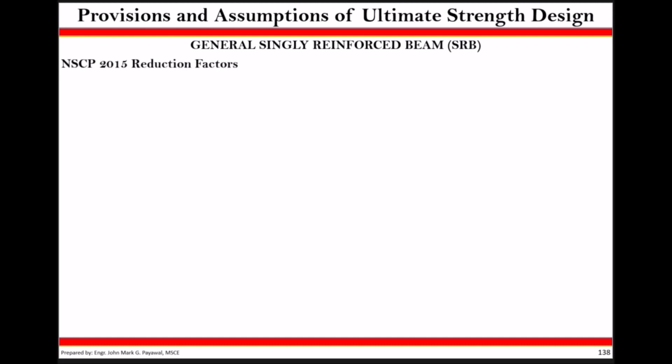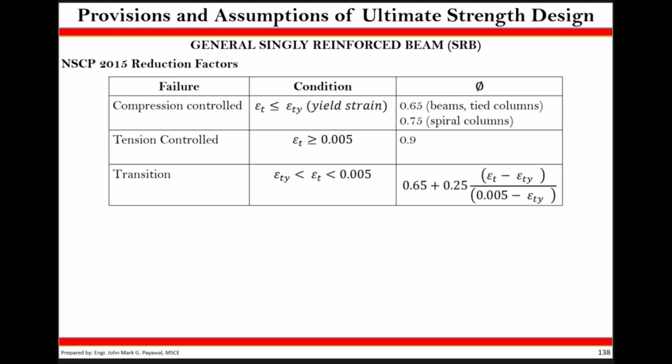But before we do that, we need first to understand what are your reduction factors. So under this lecture, di ba sabi ko meron tayong simplified presentation of our reduction factor. Ito yung failure, compression controlled, tension controlled, transition controlled. Paano malalaman? Kunin tong mga conditions na to. Pag pumasok dun sa mga ganyan, ibig sabihin, let's say, upon computing Et, ano yung Et natin?